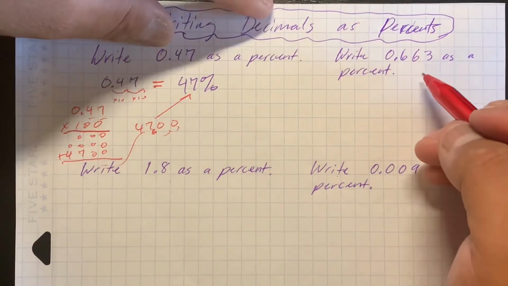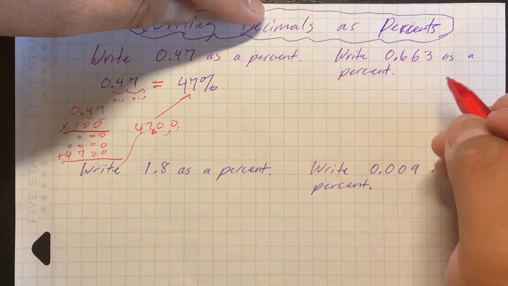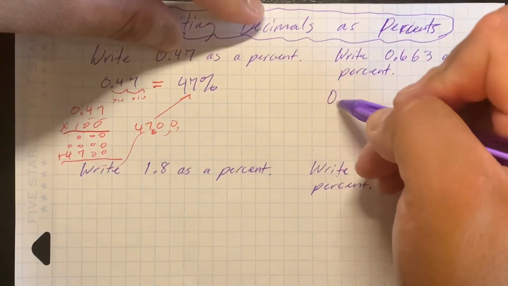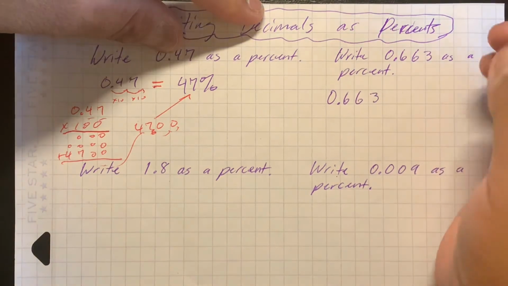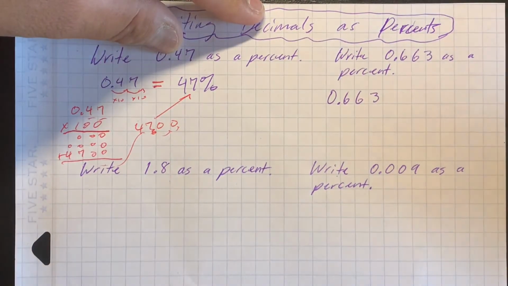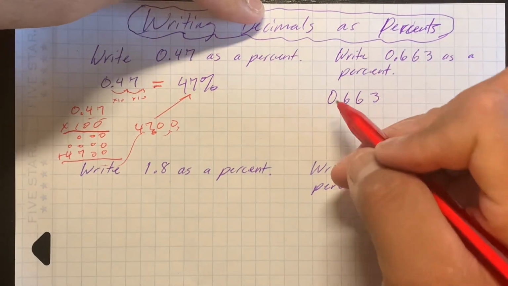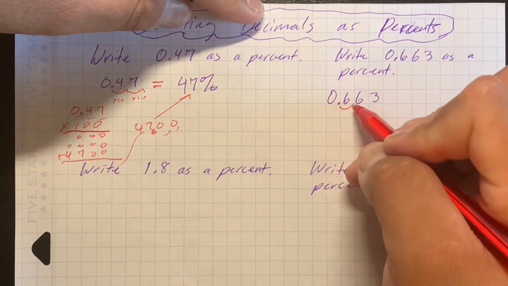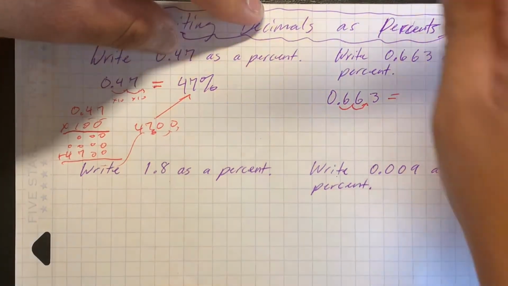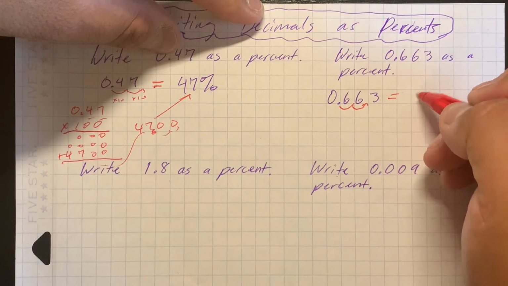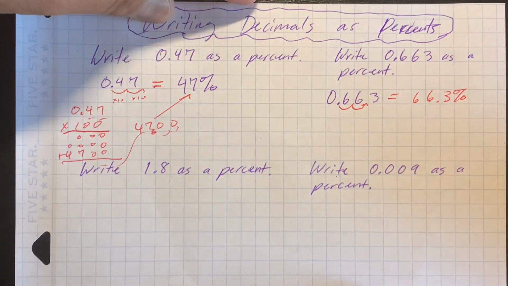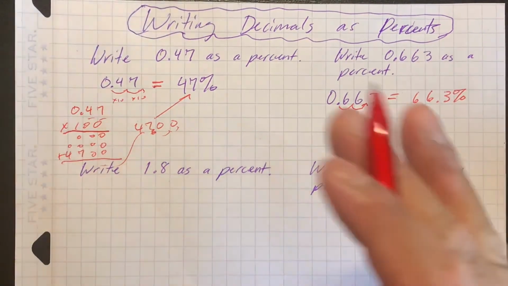So this time we have 663 ten thousandths. We're going to write that as a percent. So again, 663 ten thousandths. I'm sorry, 663 thousandths. That's my fault. Now we're going to move that decimal point to the right twice. 1, 2, and put it there. So this will be 66.3%.